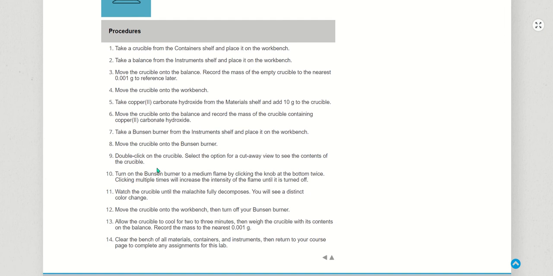So here are the procedure steps. You are going to be using a crucible. You're going to be using your malachite. Remember, it has a scientific name, copper 2 carbonate hydroxide, but for us, nickname malachite. And then essentially the main idea, the big picture. Remember, always have that big picture so you don't get lost in the weeds. You're heating it up to change it, to decompose it. So remember I told you to watch out for that color change.